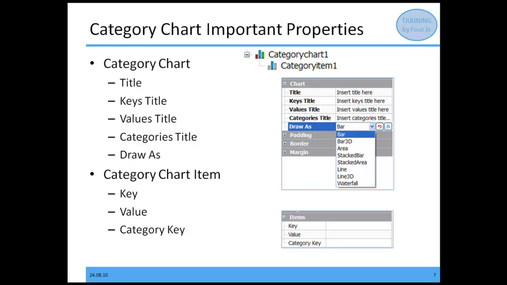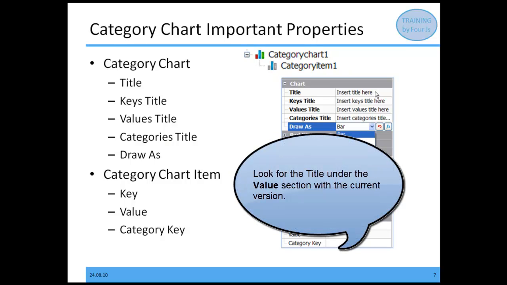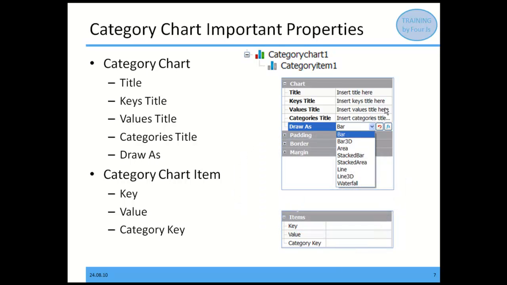And just like with the map chart, the category chart has important properties that are gathered together underneath the chart heading. So as far as the category chart itself, that item in your structure, when you click on it, you're going to have the following properties appear. You can give it a title for your chart. You can give a title for that key value. You can give a title for the values that you're going to be summarizing by, and you can give a value for the category, the subcategories within that key.